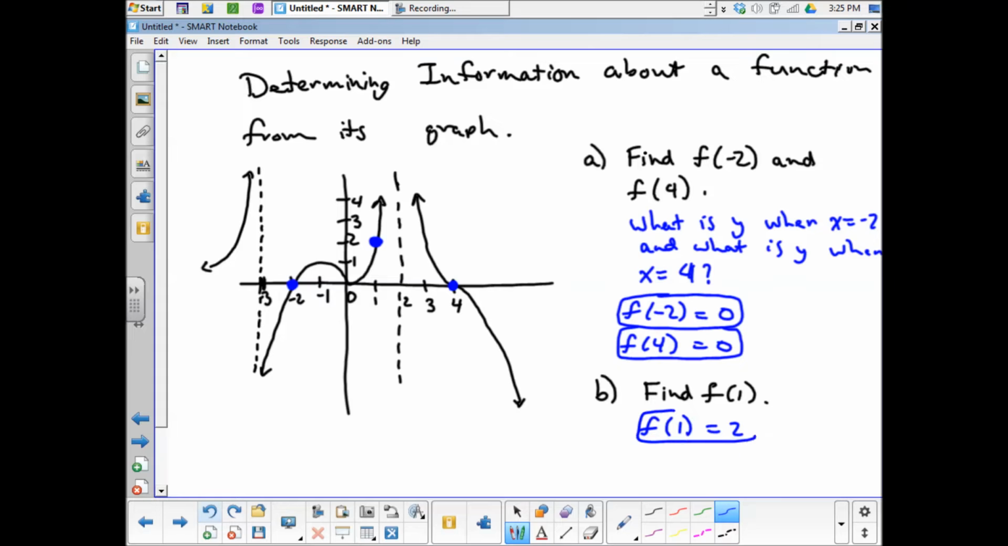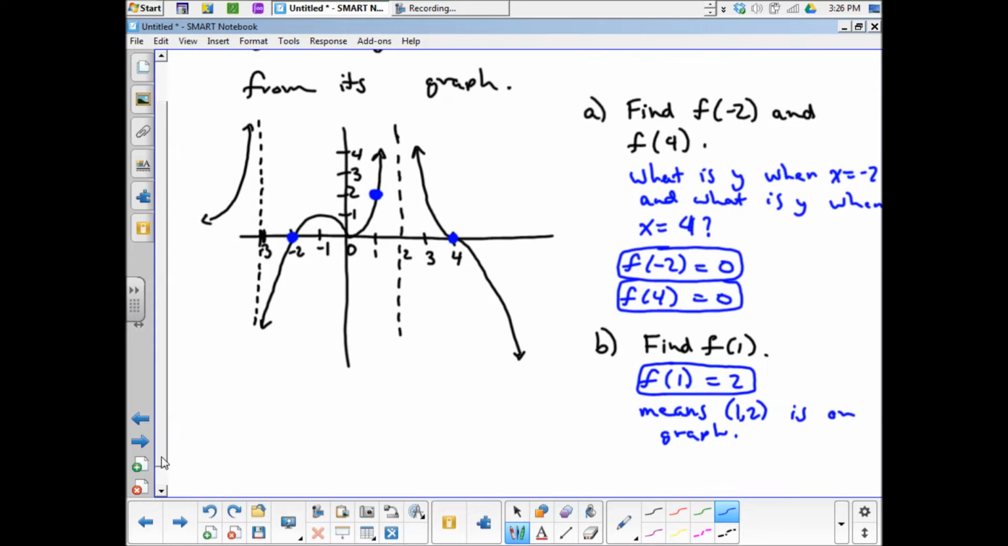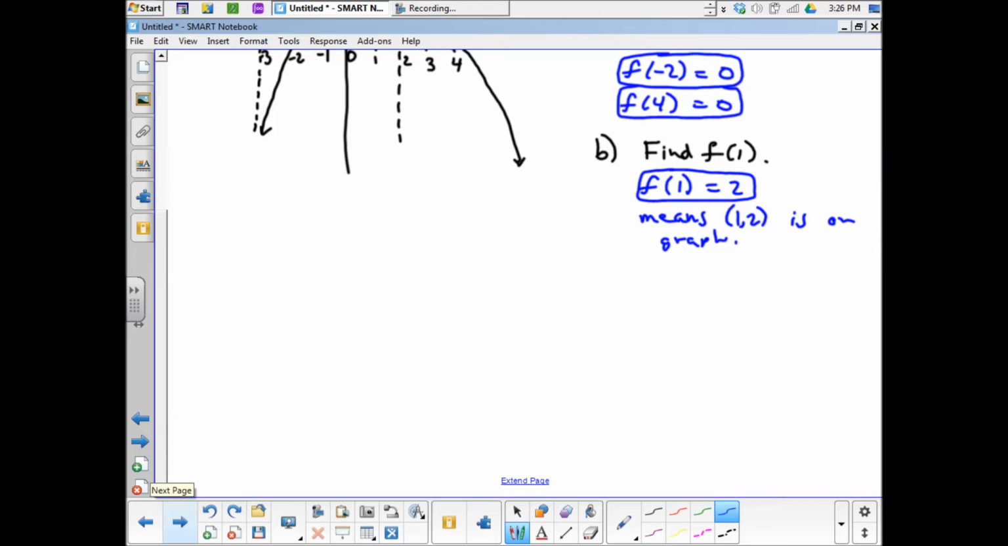Notice that f of 1 equals 2 means (1, 2) is on the graph. Maybe you never realized that, but that's really all it means when you see f of 1 equals 2. It means (1, 2) is on the graph. Very important concept. Okay, let's look at part C.